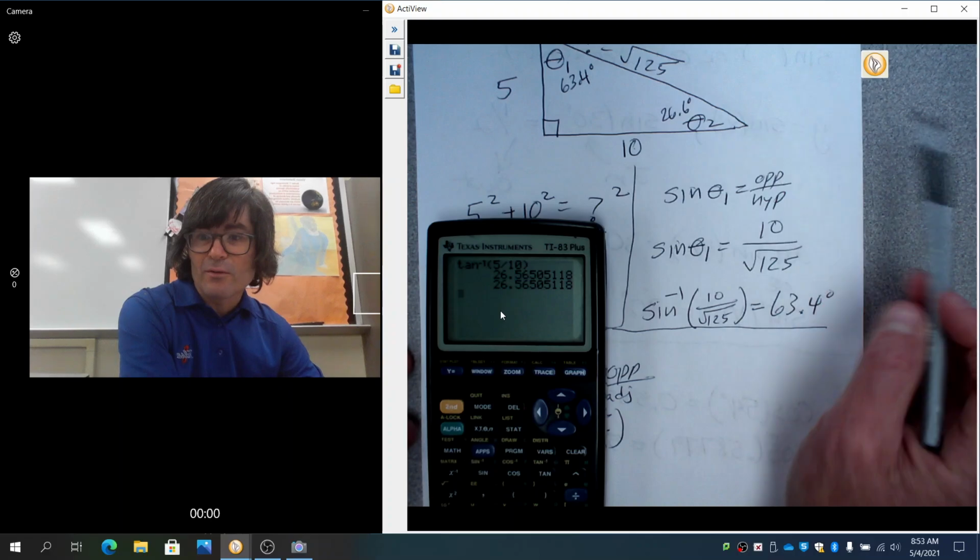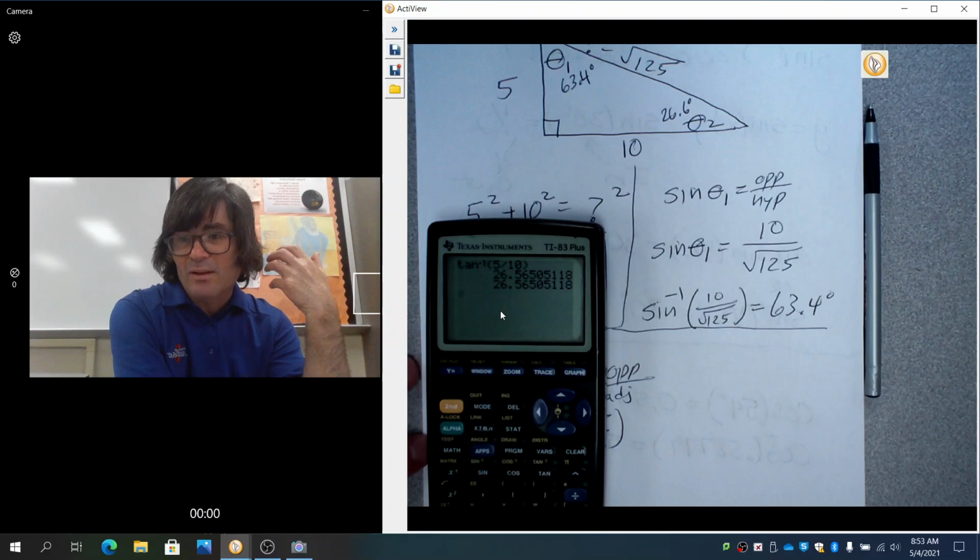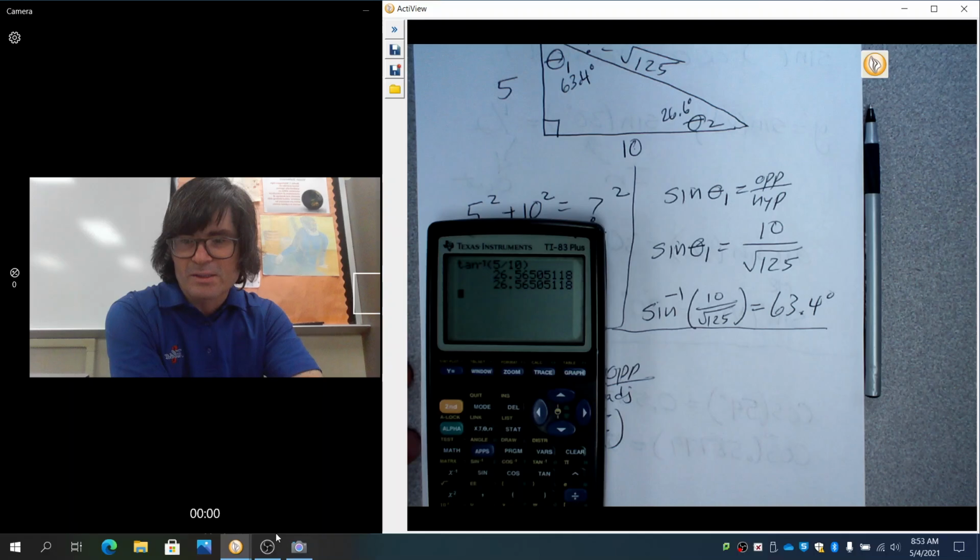That is how the inverse trig functions work. Just think about it as what used to be the input becomes the output, what used to be the output becomes the input. Hope that helps you out.